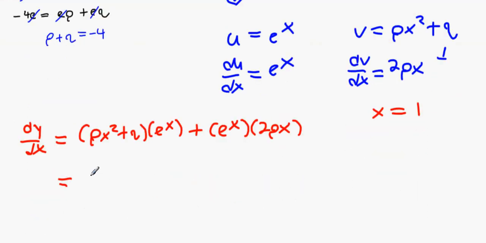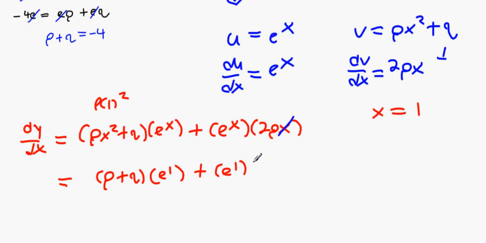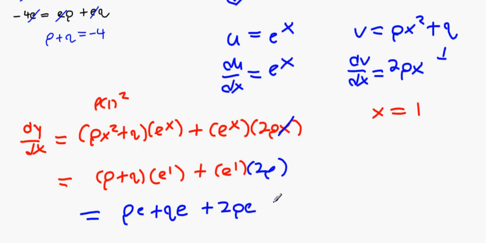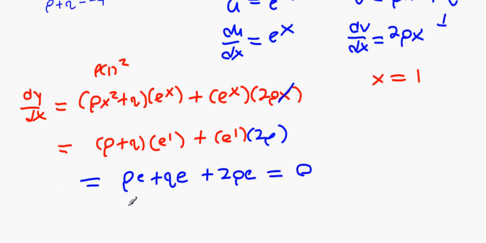Now you've got to remember that x equals 1, so we're going to replace all the x's with 1 right away. So that's going to be p times 1 squared, which is p, plus q, times e to the power 1, which is e, plus e to the power 1. Remember, this x here is also the number 1, multiplied by 2p. So we're going to get pe plus qe plus 2pe all equals 0. We can factorize out the e, and we get e times p plus q plus 2p, which is the same thing as 3p plus q, and this all equals 0.